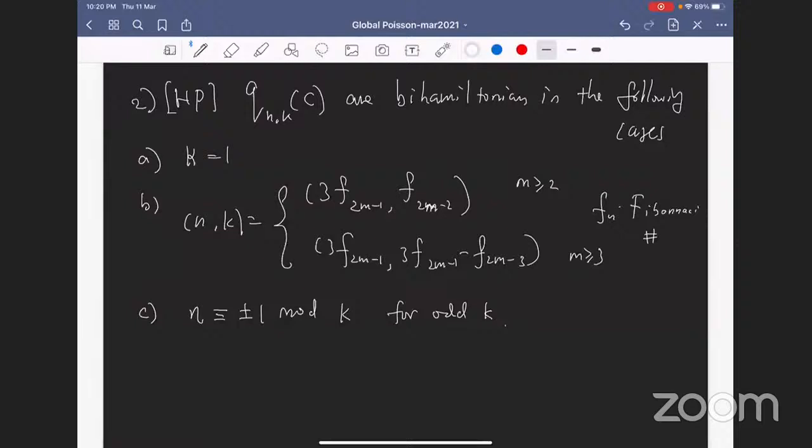But in your case, is there a ratio, or can one define the ratio of the two Poisson tensors or not? No, we haven't really thought in that direction. This paper is really to construct these commuting bivectors. Whether this leads to some geometric structure, we haven't studied that yet.